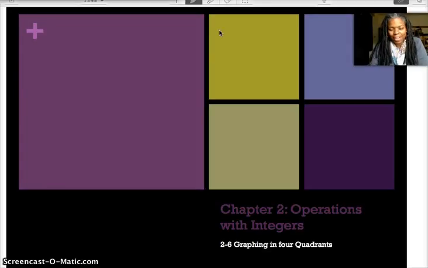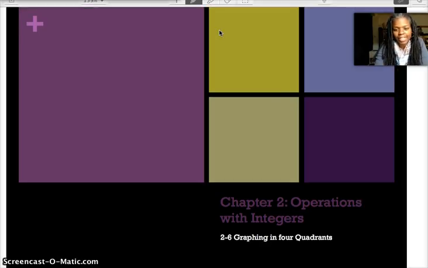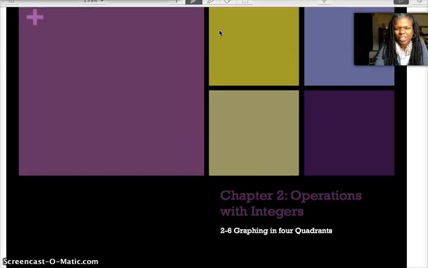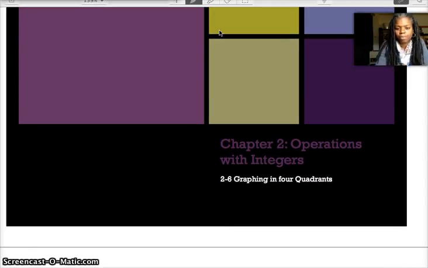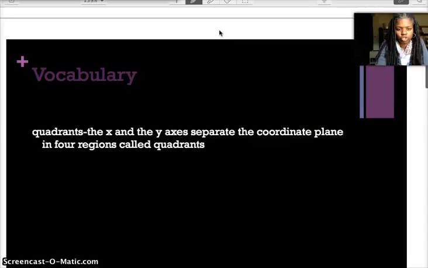Hey, good people. We are still in chapter 2, but not too long. We have only 2 sections, this one and another one. We're in chapter 2. We're looking at operations with integers. And now, since we're so familiar with negative and positive numbers, we're going to talk about graphing in the negative and positive quadrants and stuff like that.